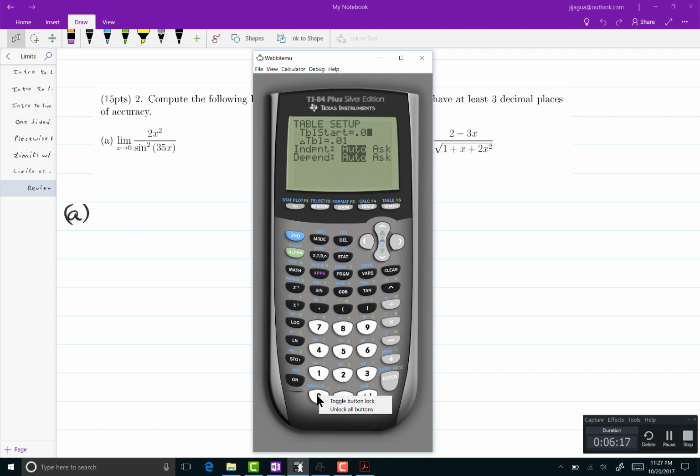Unlock all the buttons. All right. Let's try 0.001 for my table start. 0.001 for the increment too, fine. Let's take a look. Now we're getting somewhere. Look at these numbers. 0.00163. I can see these numbers are looking pretty good now because I went smaller. I had to make the increment even smaller than what I did before. I'm going to do this even more to really convince myself of this answer.